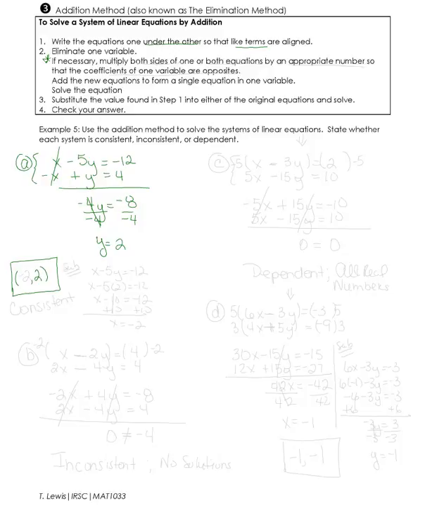Let's find x. So we're going to go back and substitute to find the other variable. So we're going to substitute 2 in for y. We have x minus 10 is equal to negative 12. We're going to add 10 to both sides, and we have x is equal to negative 2. So when we have one solution, it is a consistent system. They're going to intersect at negative 2, 2.